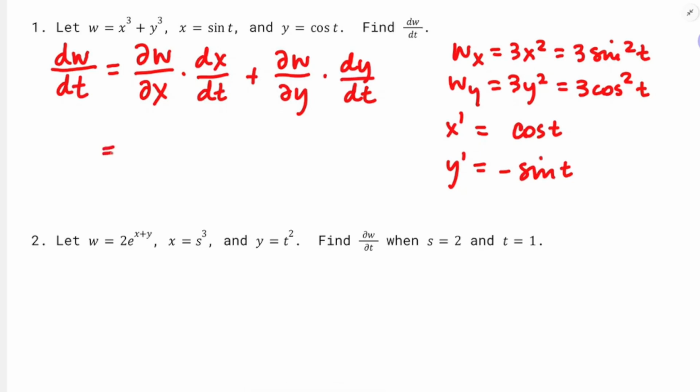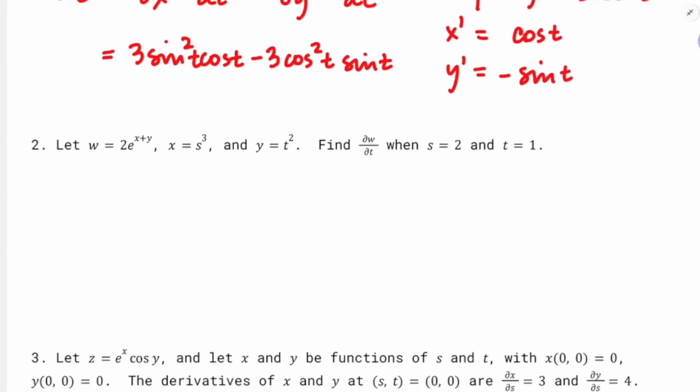Then I'm just going to fill in the pieces over here. Partial of w with respect to x is 3 sine squared t times x prime, which is cosine t. So that's 3 times 2 powers of sine times 1 power of cosine. Then the partial derivative of w with respect to y is 3 cosine squared t multiplied by y prime, so times negative sine t. So minus 3 times 2 powers of cosine and 1 power of sine. I'm sure we could factor a cosine and a sine out of this, but I'm not sure exactly what that would leave us with, so I'm just going to leave it there. That's a suitable expression for our purposes.